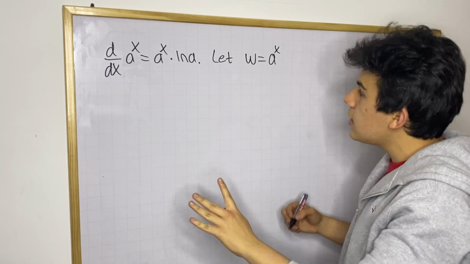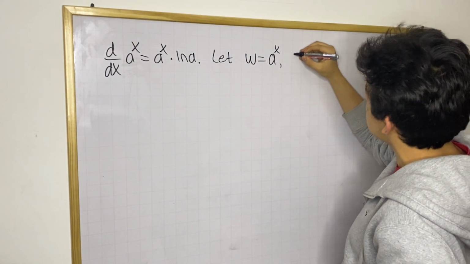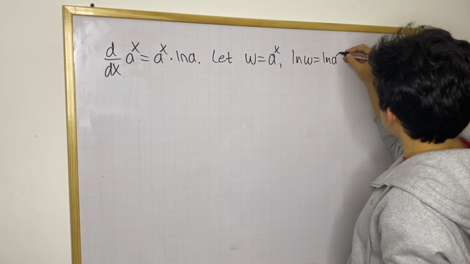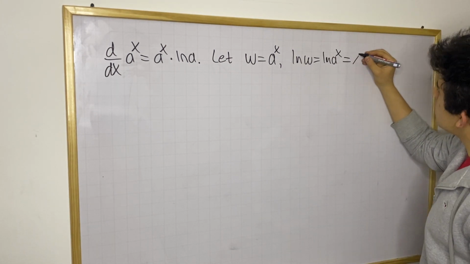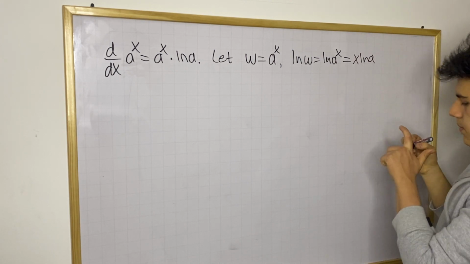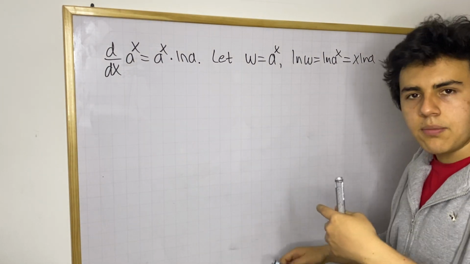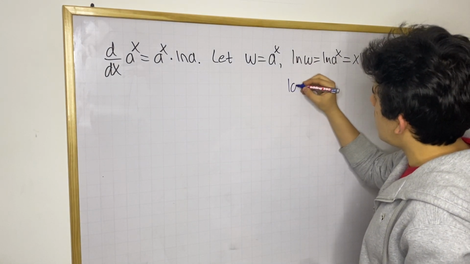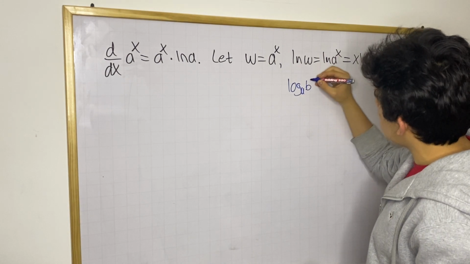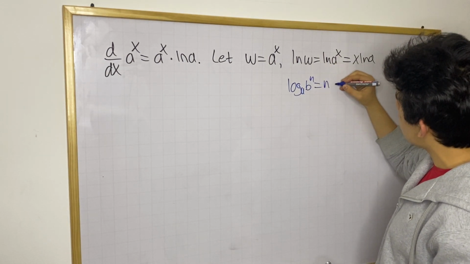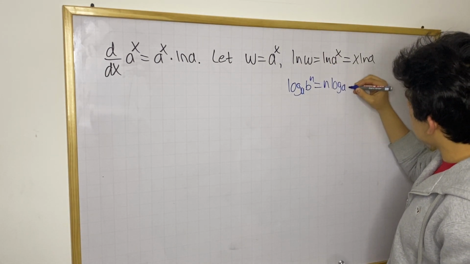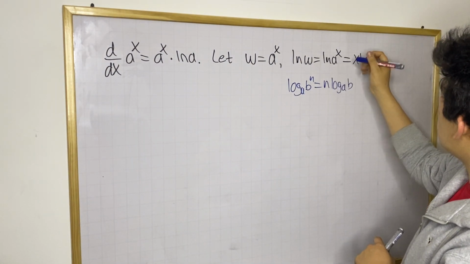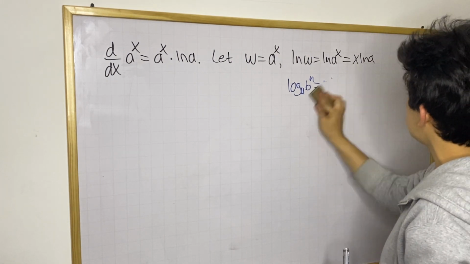What we wanna do now is take the natural log on both sides. So this is gonna be ln w is equal to ln a to the x. And you know this is equal to x times ln a, okay? Remember, there is a rule for logarithms and exponents that tells us that if you have log base a of b to the n, you can move that n to the front and multiply the rest of the logarithm, okay? This is a rule that is true.